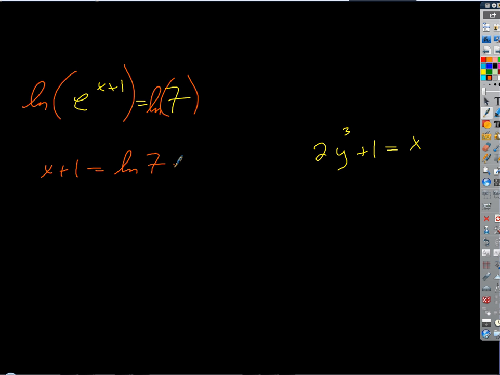So my answer is x equals log 7 minus 1, right? Does that make sense? So that's the theory that underlies that process that you practiced a lot of in pre-calc probably, right? So what about the calculus of this? Okay.